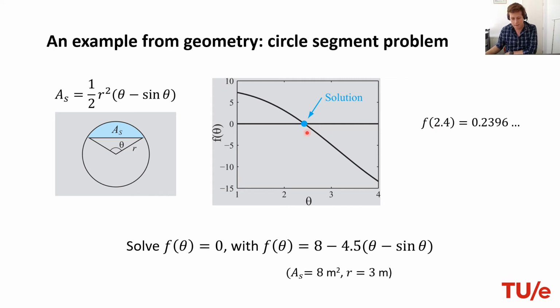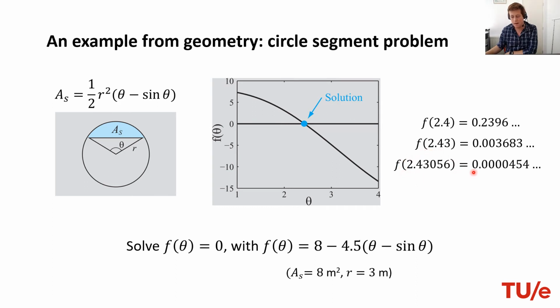The function is still positive though, so that means we have to make theta a bit bigger in order to go closer to this solution over here. Let's try that and plug in 2.43. Indeed, we see that f has become significantly smaller, but it's still non-zero. So we have to go to a bit higher theta. Again, how I come to these values will become clear in the next slides.